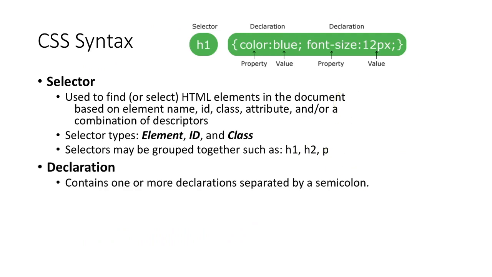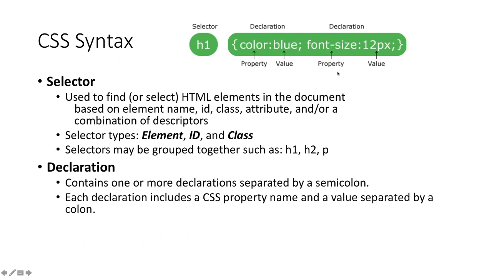Then the declaration. The declaration here can contain more than one declaration. They're separated by a semicolon. In this case, we have two declarations for setting the color and the font size. Each declaration includes a CSS property name and value separated by a colon. So that's the format here.